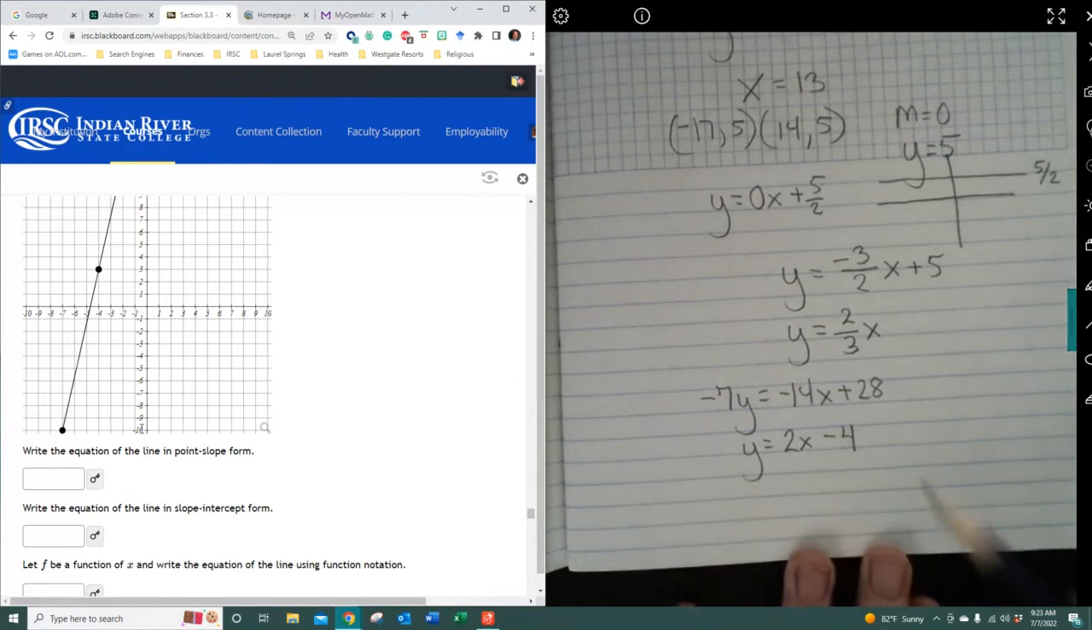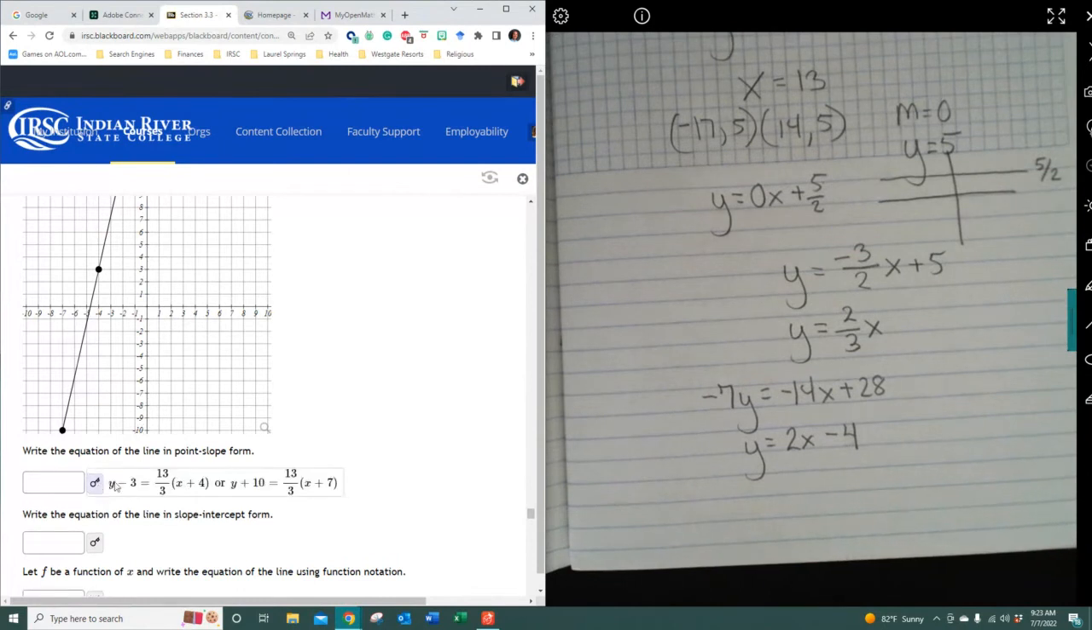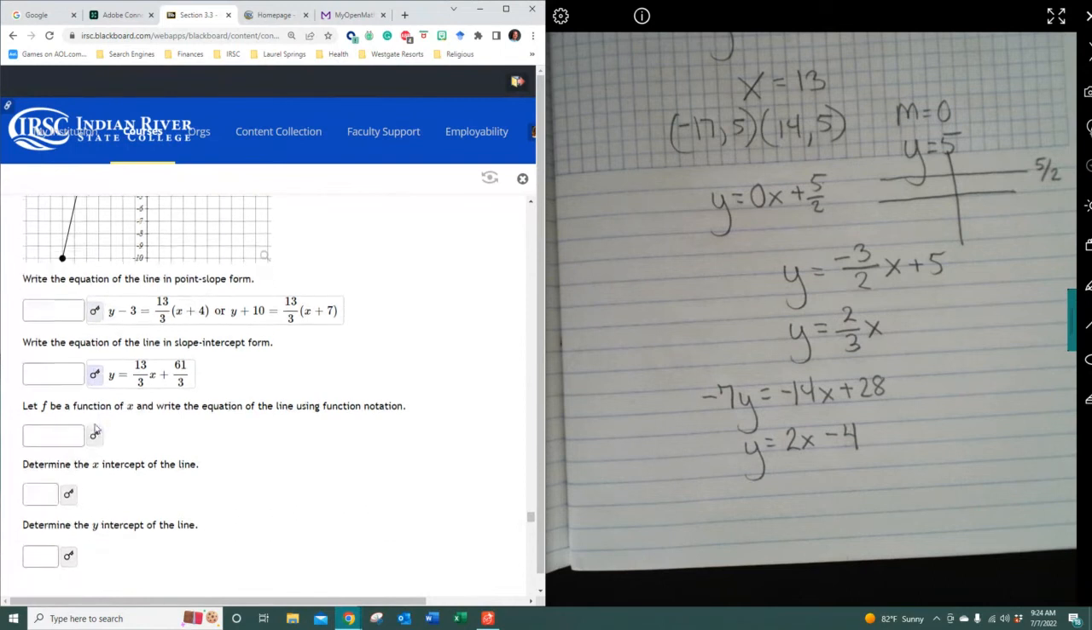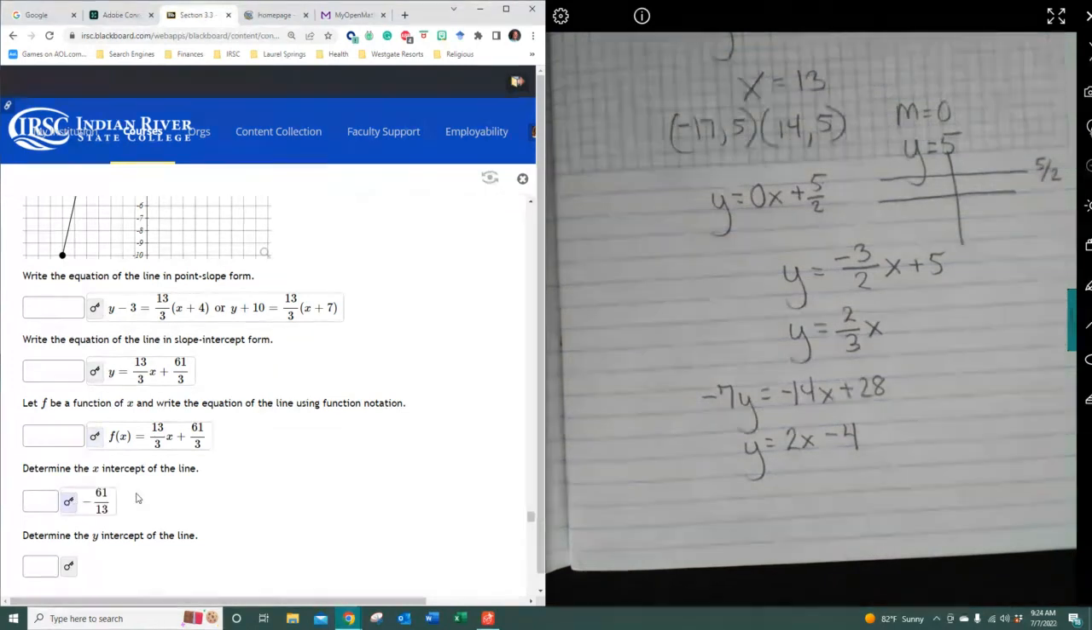So find slope, use one of the points that you're given. That's what you're going to do. You get one of these answers. You rewrite it in slope-intercept form. And then you go ahead and make it in function notation, which is changing the y to f of x. That's all they're asking you to do. There's nothing else they're asking you to do. Change the y to f of x. Determine the y-intercept. Let y equals 0, and then solve that.